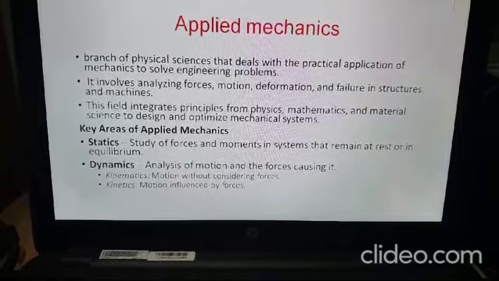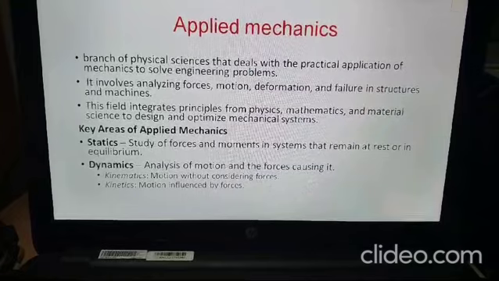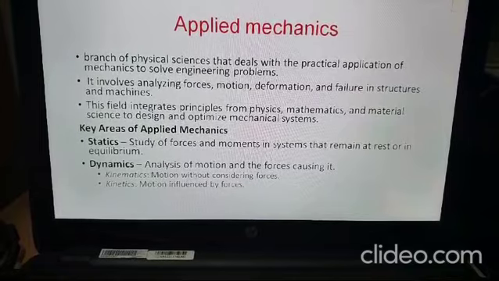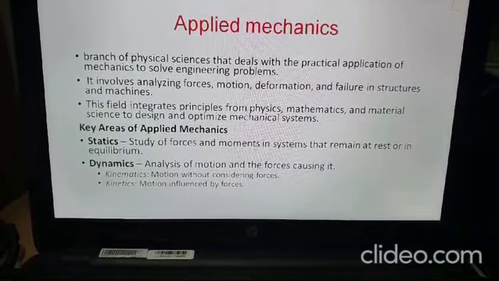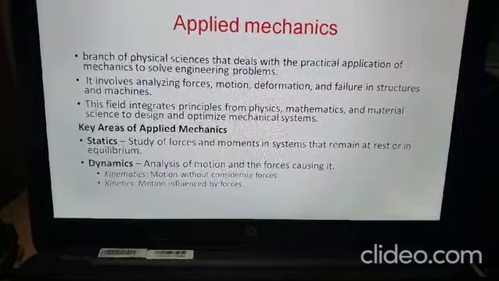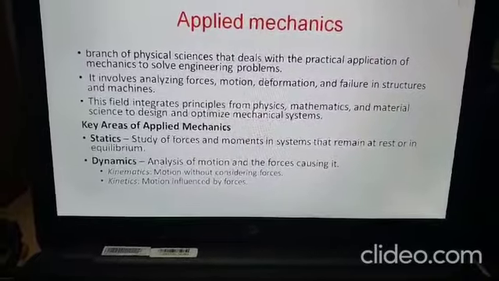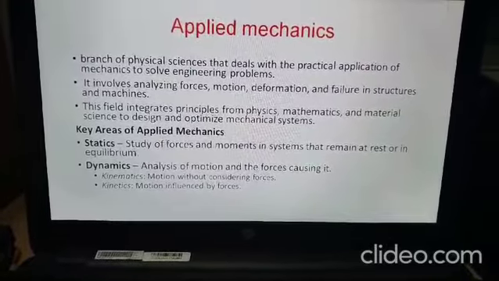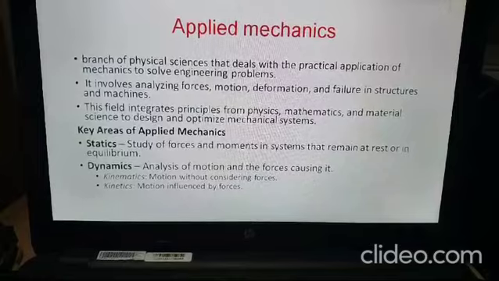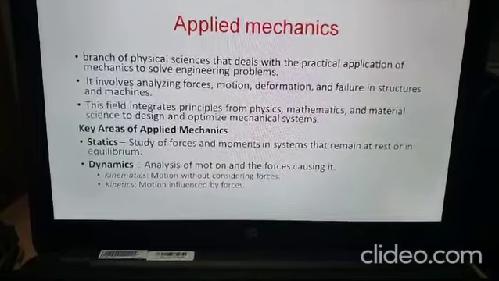That is called dynamics. If the object is in a stable condition or static condition, it means it will be at rest. That is called statics. Study of forces and moments in systems that remain at rest, without moving. Suppose the object is moving like a car, that is called dynamics. In that both motion and forces will be involved.